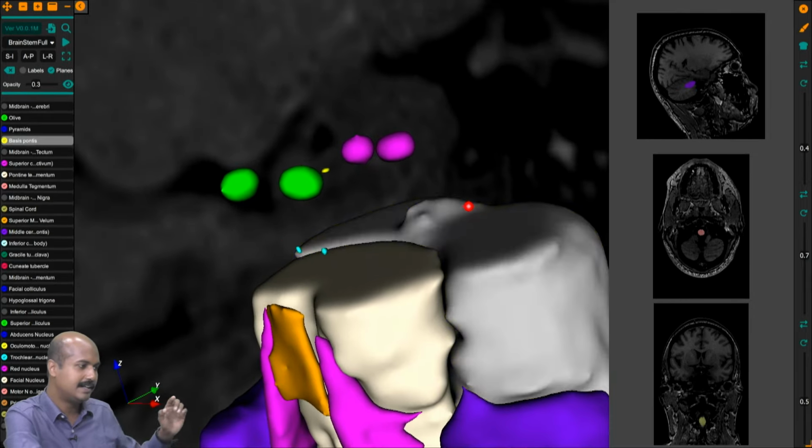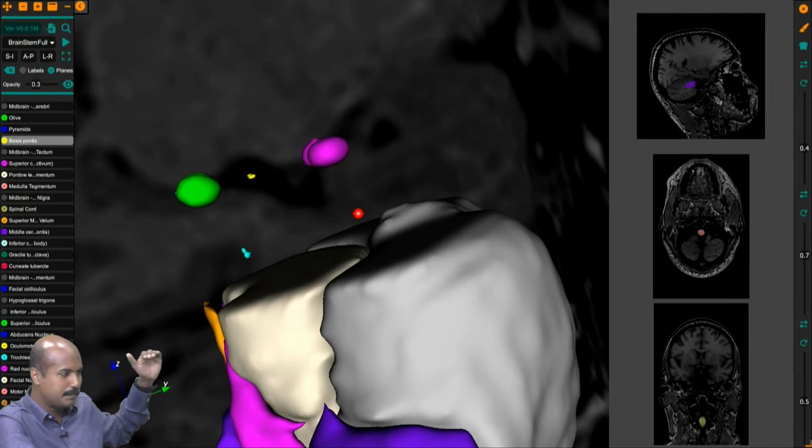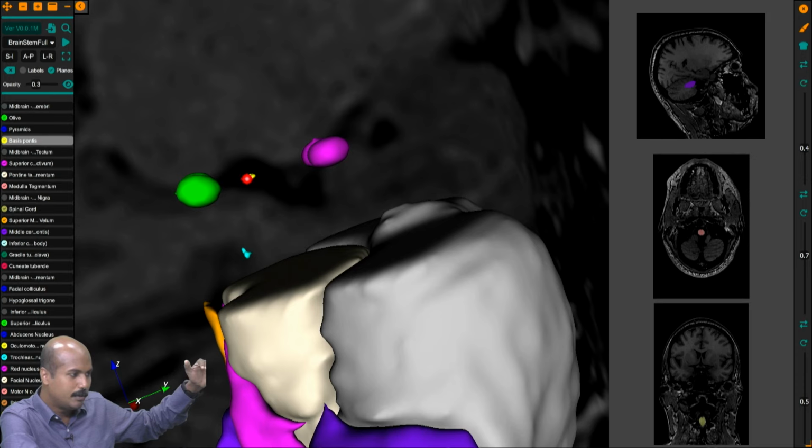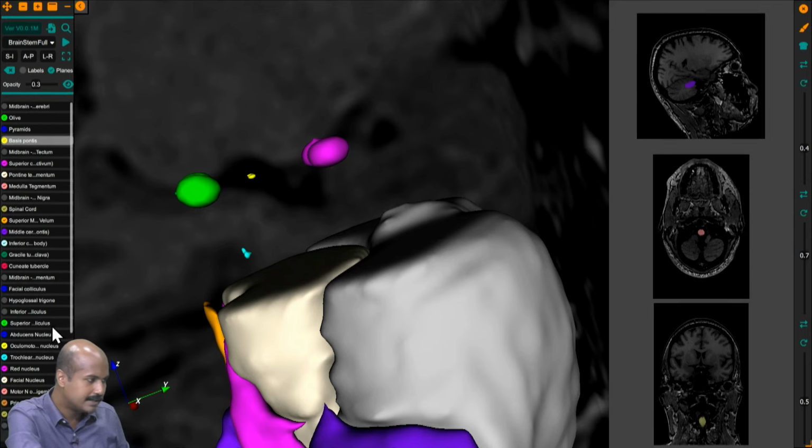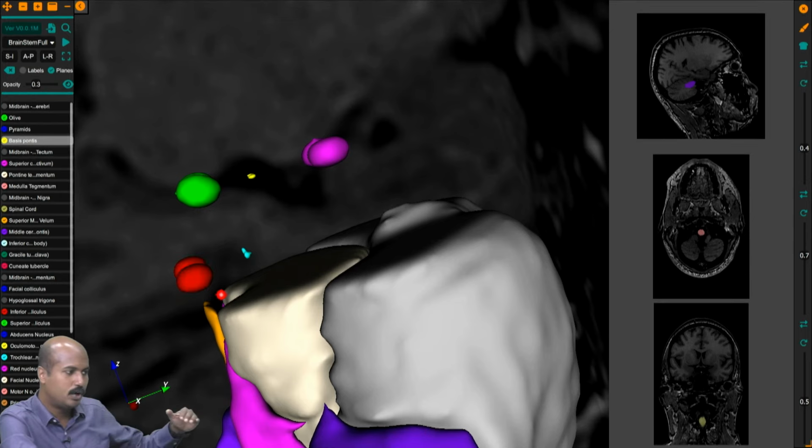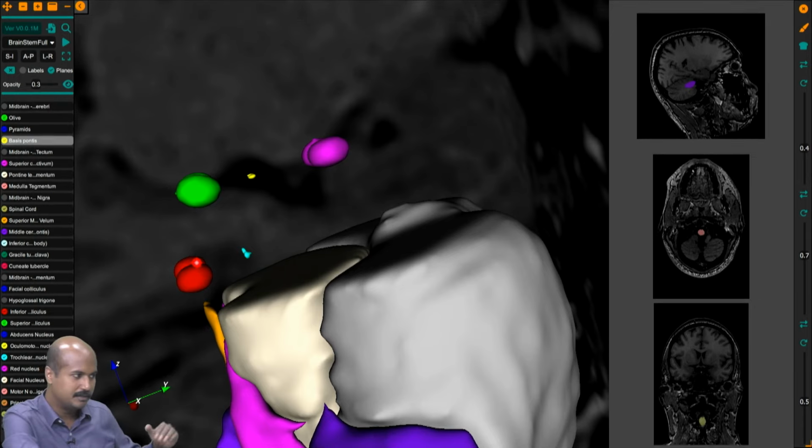You can understand that it is all in the same level. The superior colliculus, the oculomotor nucleus and the red nucleus are all at the same level in the upper part of the midbrain. In contrast, the inferior colliculus and the trochlear nerve nucleus are located in the lower level of the brainstem. So all of this is very clearly seen.